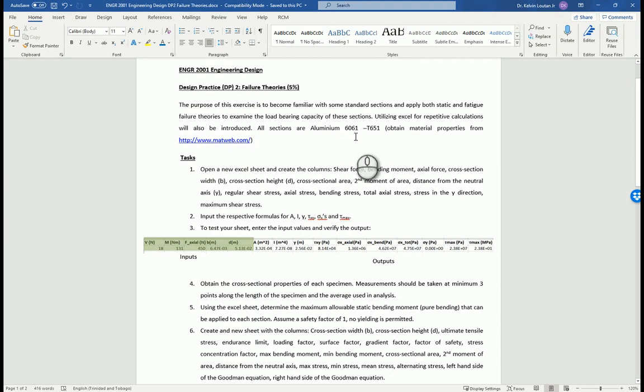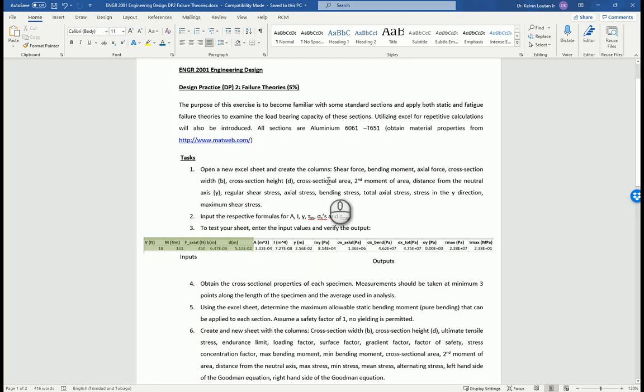So the first thing you do is go online and find the MatWeb website, and find the material properties for aluminum, be it the sigma yield and the ultimate tensile strength. Right, so with the task now, we're using Excel for this exercise. And just as you would have seen in design exercise 2, where a lot of the formulas and the calculation were done in Excel, the same thing we're going to do here.